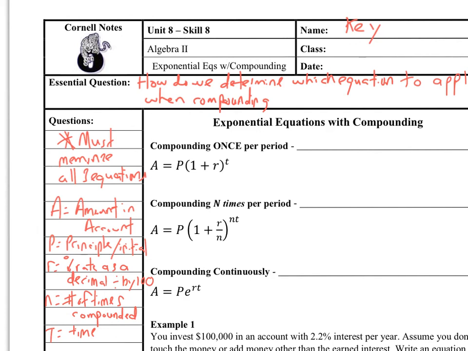Here we go, 8-8. How do we determine which equation to apply when compounding? Compounding is key here, okay? And it really depends on how often you are compounding. So if it's compounding once per period, that's your typical growth/decay problems that you're used to. What you really need to know is that it is once per period. The period doesn't have to be annually. It could be once every month, but most often we're dealing with annually.